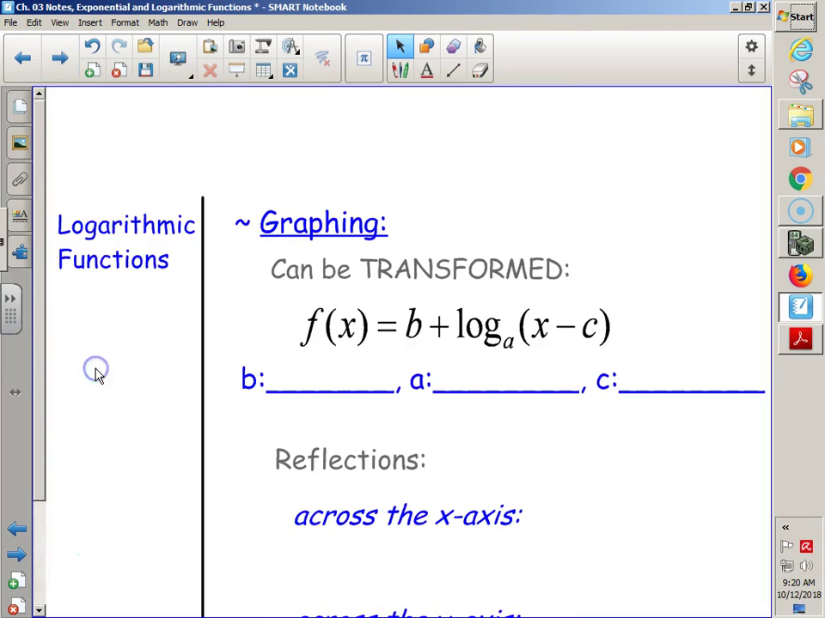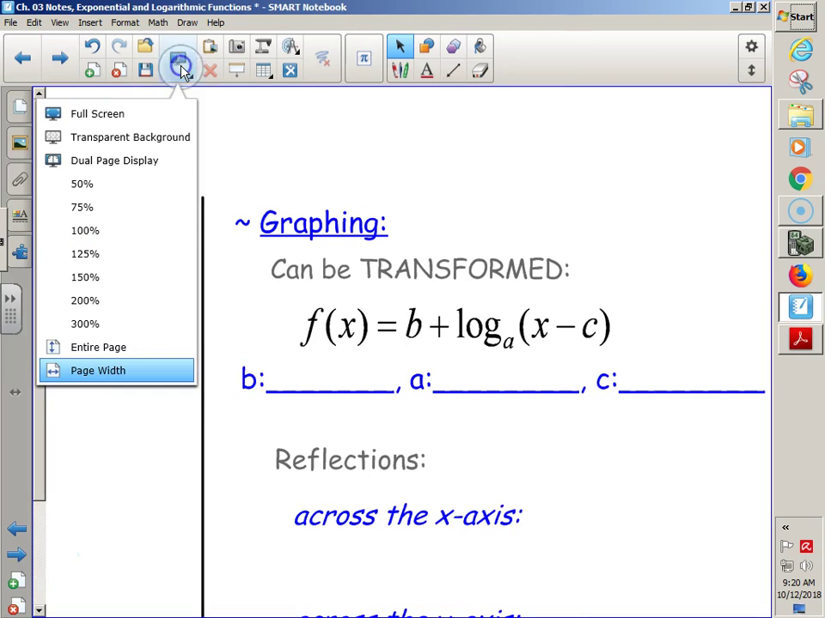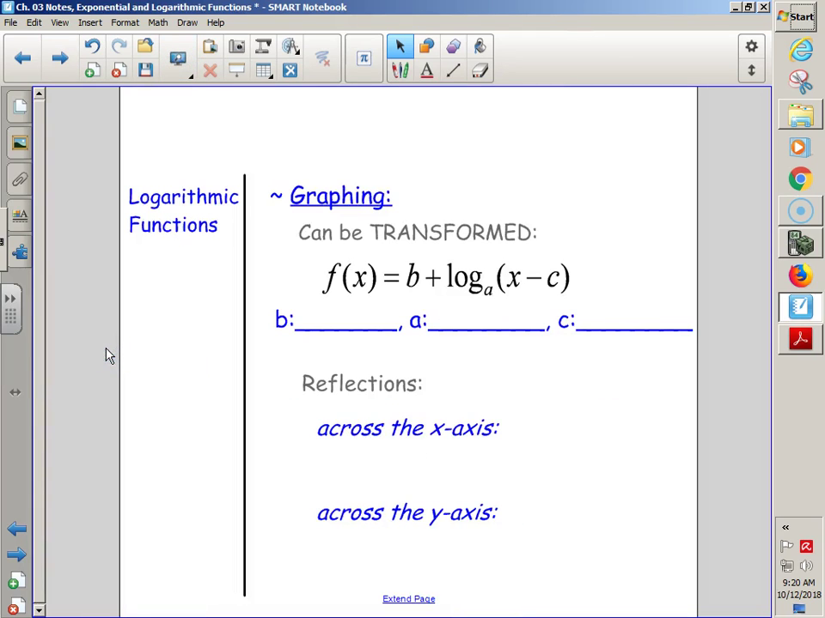So what happens when we transform logarithmic functions? What if we start shifting? What if we start reflecting? What if we start stretching? Well, we're basically just going to use our graphing clues from before. Anything that happens on the outside is what kind of transformation? Vertical. Anything that happens on the inside is what kind of transformation? Horizontal. Good.